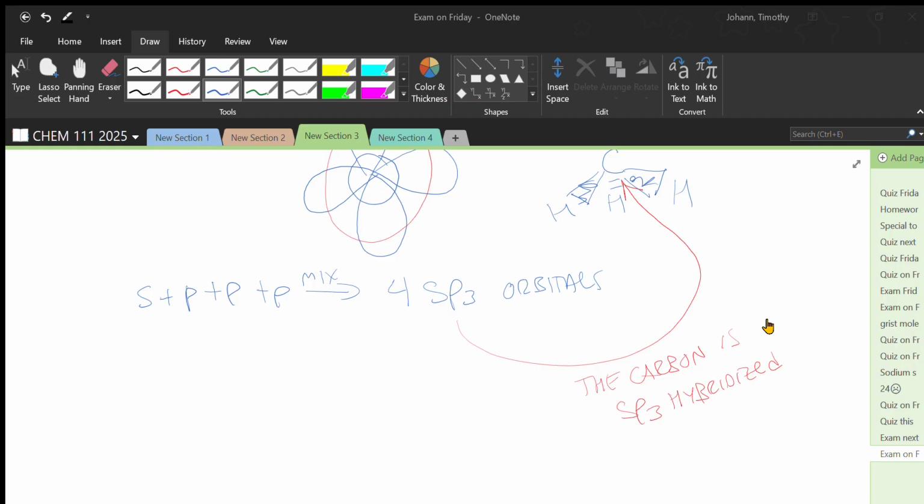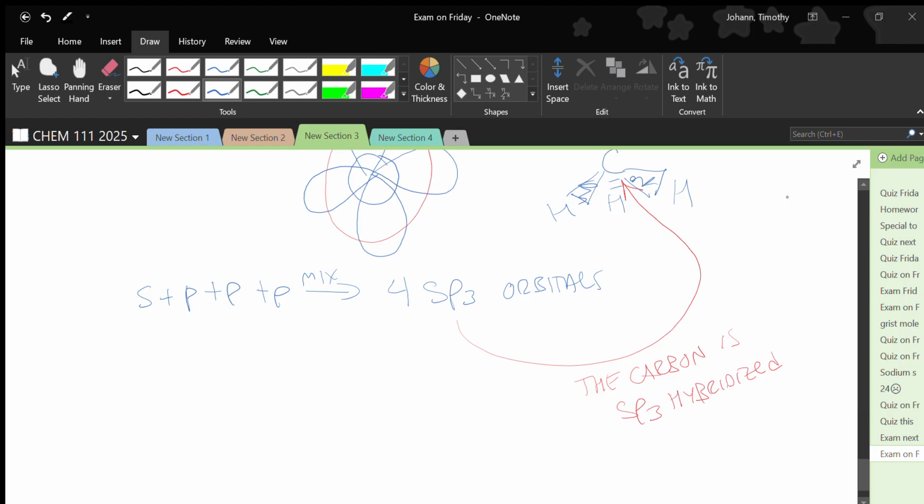When you go to organic chemistry, you'll talk more about it, and you'll talk about what the hybridization on the carbon is, and that's actually very useful for predicting what the shapes of molecules are.